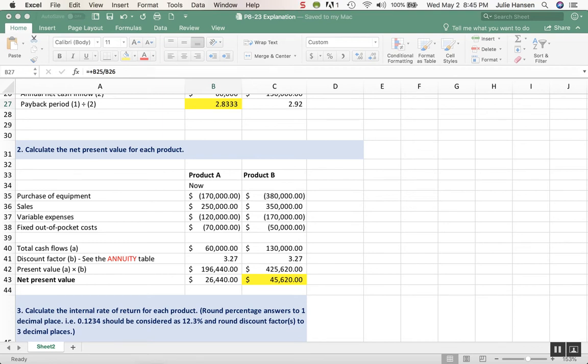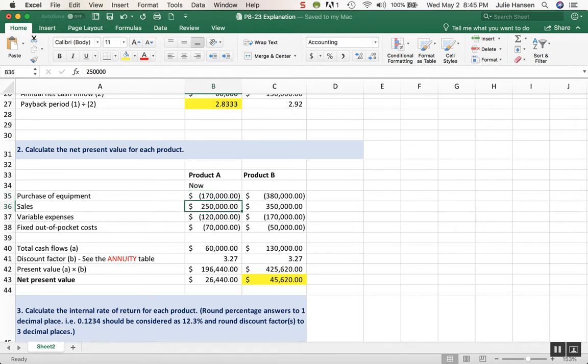Okay, this is the second one, and this is calculating the net present value for each of the products. So here again, I have product A and product B. This is the purchase of the equipment. It's the same 170,000 and the 380,000. Now I've got it in the parentheses because I actually have to pay this.